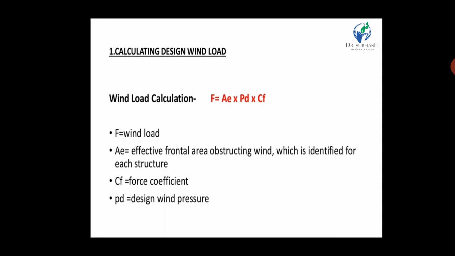Now our next step is calculating the design wind load. The design wind load is denoted by F, equal to Ae into Pd into Cf. So what is F? F is nothing but the wind load. Ae means the effective frontal area obstructing the wind, which is identified for its surface. Cf is the force coefficient. Pd we already calculated as the design wind pressure. So that way we calculate the wind load F.